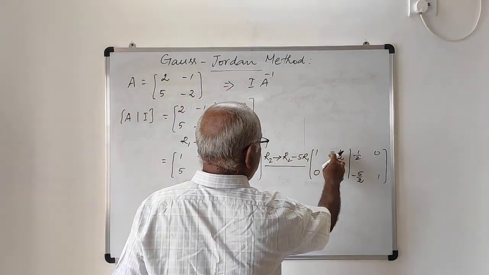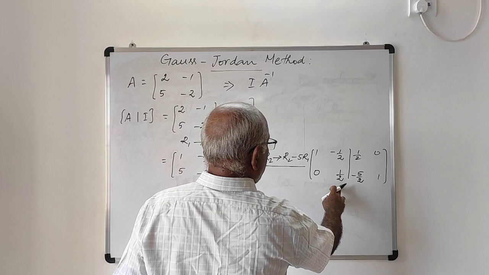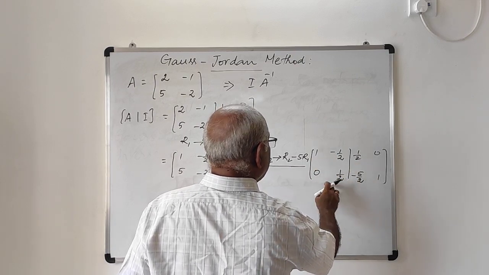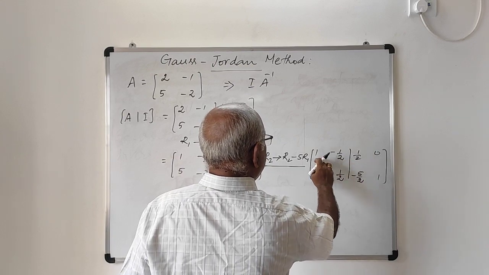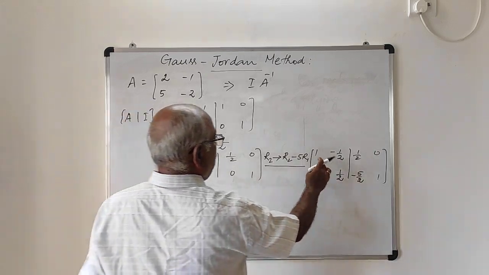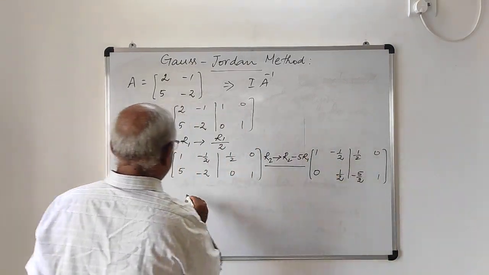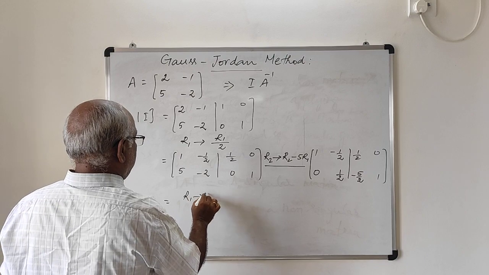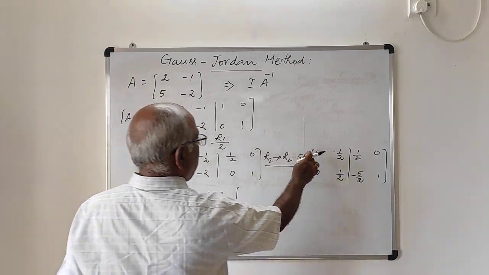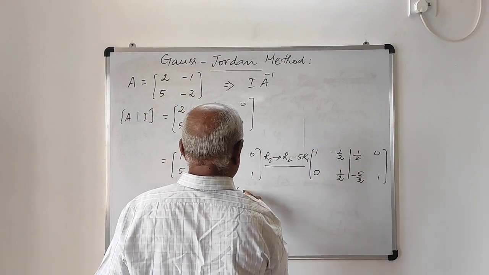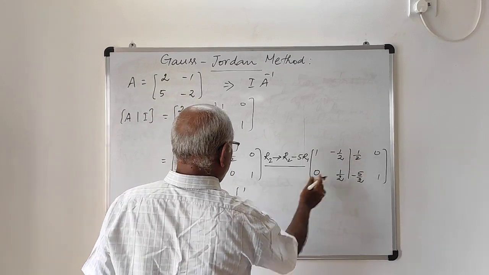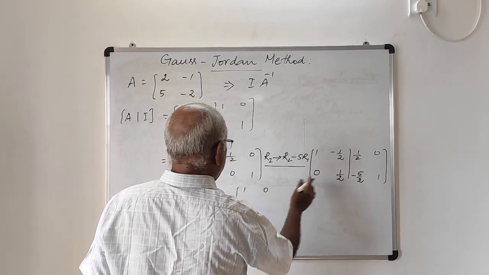Next, again, you just add. 1 0 0 1. So you just add R1 and R2. The next step, R1 is R1 plus R2. For that, R1 plus R2, 1 plus 0 is 1. Minus 1 by 2 plus 1 by 2 is 0. Second row as it is.